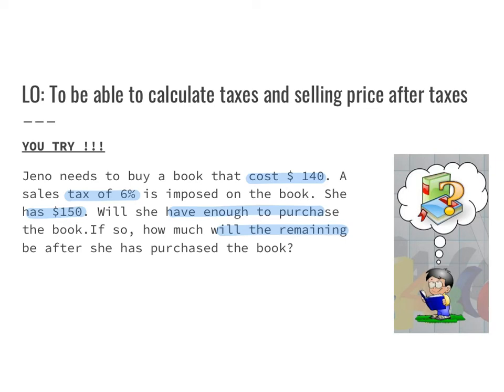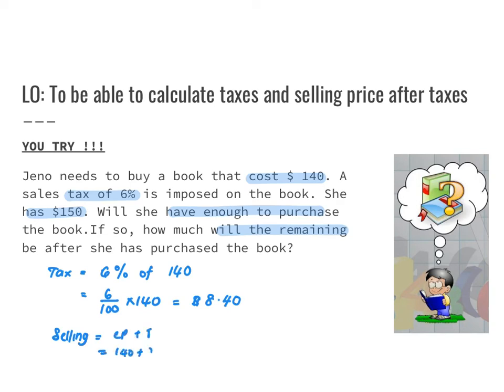Let's use method 1 here. Let's first find out what our tax is. There is 6% of tax imposed on our cost price of 140. Now that would be 6 over 100 times 140. That would be 8.40. So that's the tax which we need to pay, $8.40. So the selling price after tax would be the cost price plus the tax, which is 140 plus $8.40, and that would be $148.40.